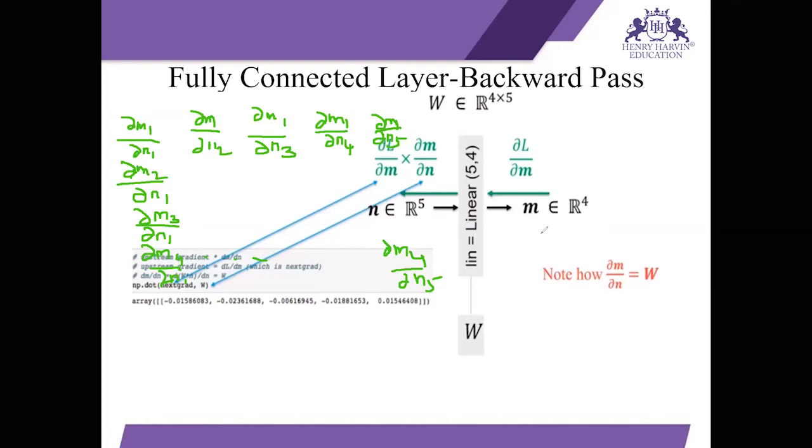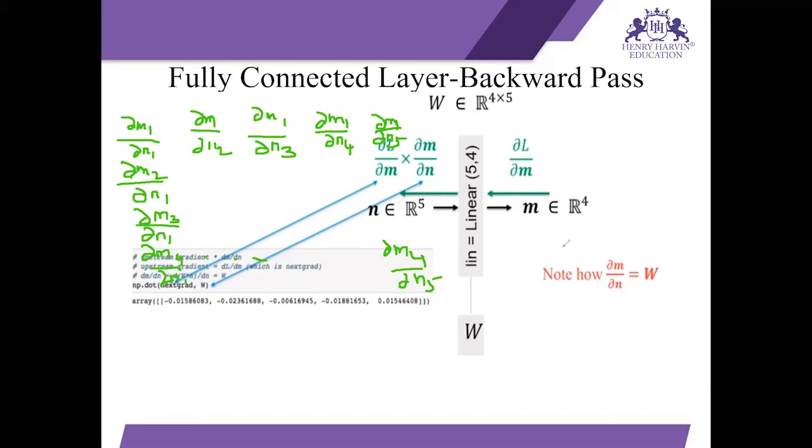And now let's simply do it for say the last layer. So now we want to differentiate say m4 with respect to n1. What happens when we differentiate m4 with respect to n1? Everything will go to 0 except the term. So we get w41. Right, and similarly we get all the way to w45.